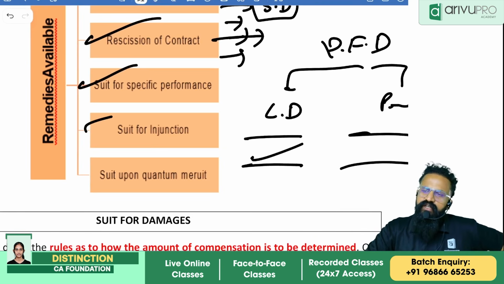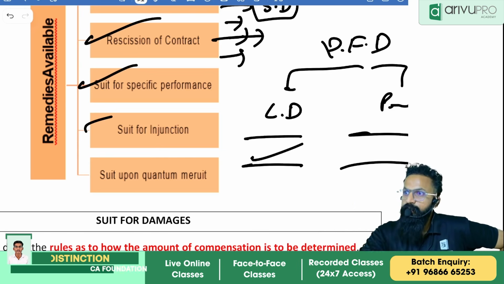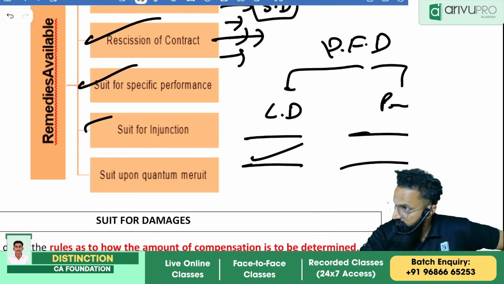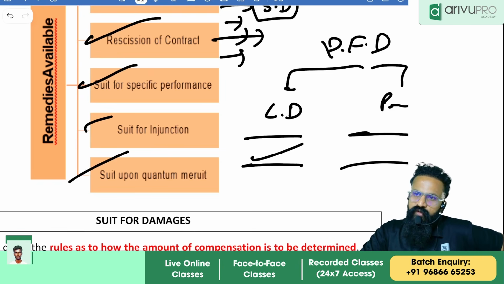What is an injunction? Injunction is a stay order. Whenever the court wants to stop you, refrain you from whatever you are doing, it will pass an order: stop. That's called an injunction. Next one is called suit for quantum meruit.